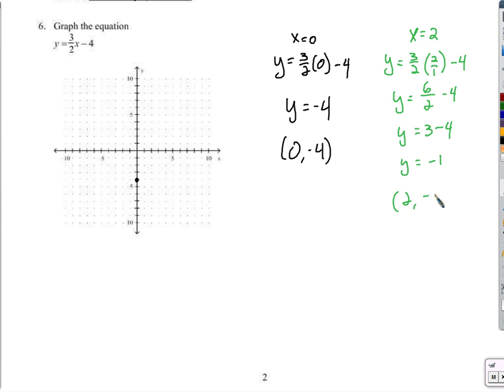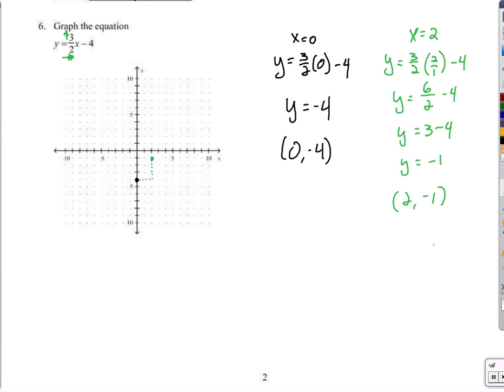So 2, negative 1. Now I'm going to plot these two. Oh, I already plotted 0, negative 4. I'll plot 2, negative 1. And let me remind you that what we did is go over 2 and up 3 from the first point that we plotted. Those are supposed to look like arrows that I'm drawing there. Over 2 and up 3. If one of those was negative, then instead of going right, we go left, or instead of going up, we go down.